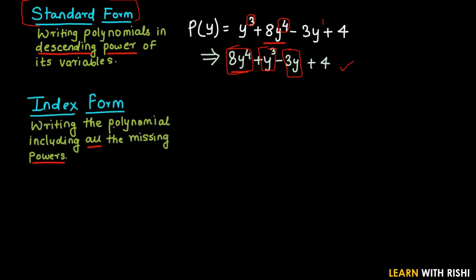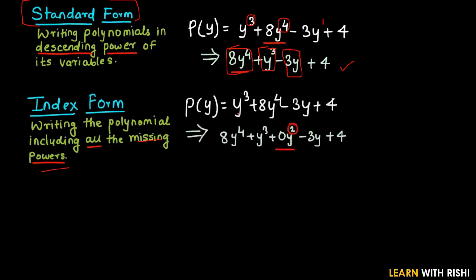Next is the index form. What is index form? Writing the polynomial including all missing powers. Same example I am taking: y cube plus 8y raised to 4 minus 3y plus 4. Here I am writing the polynomial in standard form as well as in index form. In standard form, you write in descending order. In index form, the important thing is that you should write the missing powers also. What do you mean by missing powers? You can see in the question, power 3 is there, power 4 is there, power 1 is there, power 0 is also there, right? The fourth power is there, the third power is there, the second power is missing.